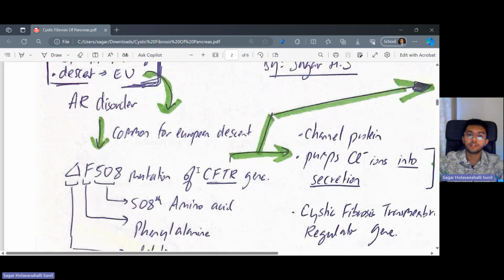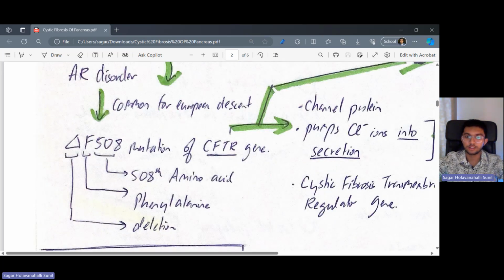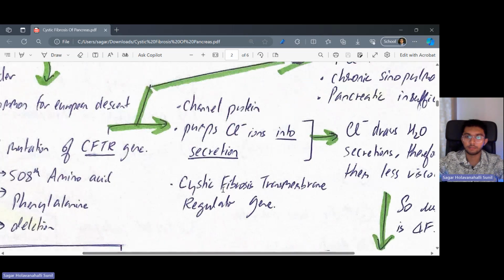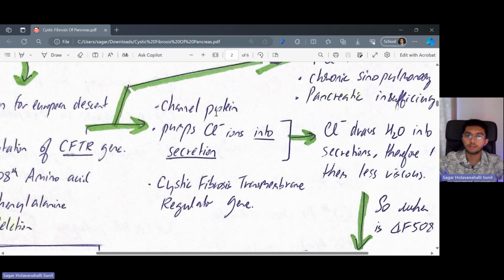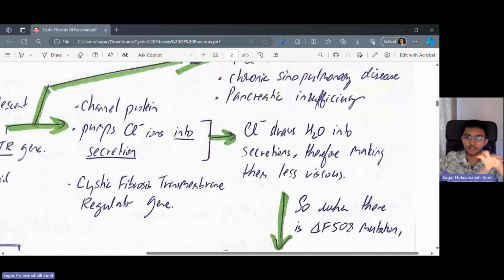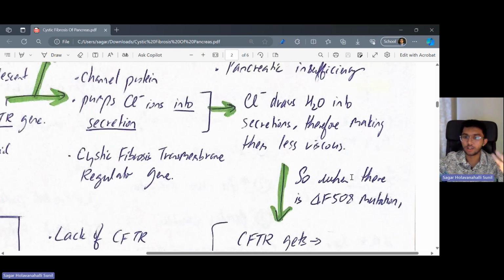Now, what's happening over here is you have something known as a CFTR gene. CFTR gene is nothing but cystic fibrosis transmembrane regulator gene. It codes for a protein channel, and chloride ions get pumped through this channel into the ducts, which contain the secretion. When chloride is pumped into the duct, the chloride will draw water as well. Therefore, the secretions now also have water, making them less viscous.